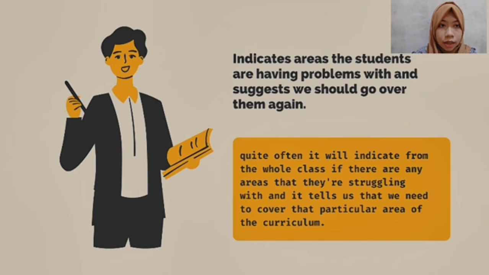The progress test can be a very useful test for the teacher because quite often it will indicate from the whole class if there are any areas that they are struggling with, and it tells us what we need to cover again. If there is a particular topic that all the students are getting incorrect, it tells us that the class weakness needs to be addressed. We need to cover that particular area again.